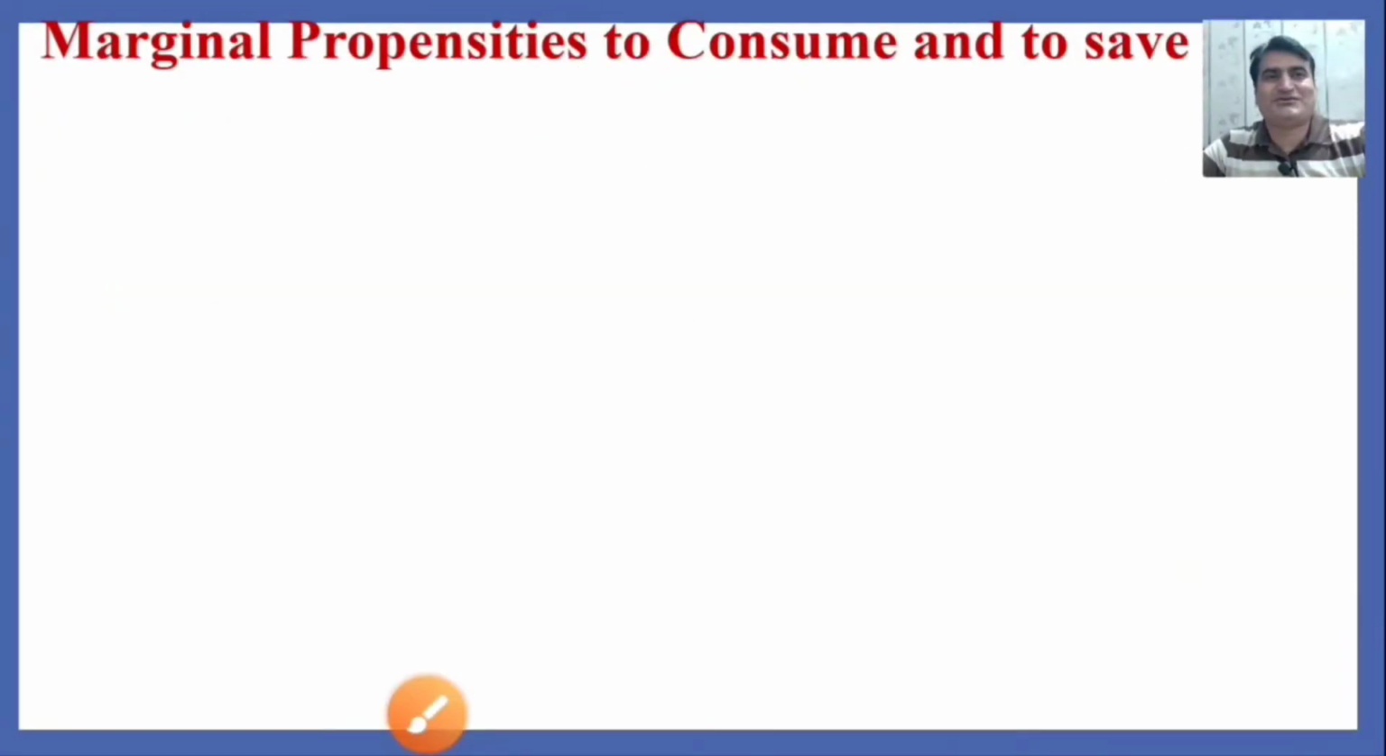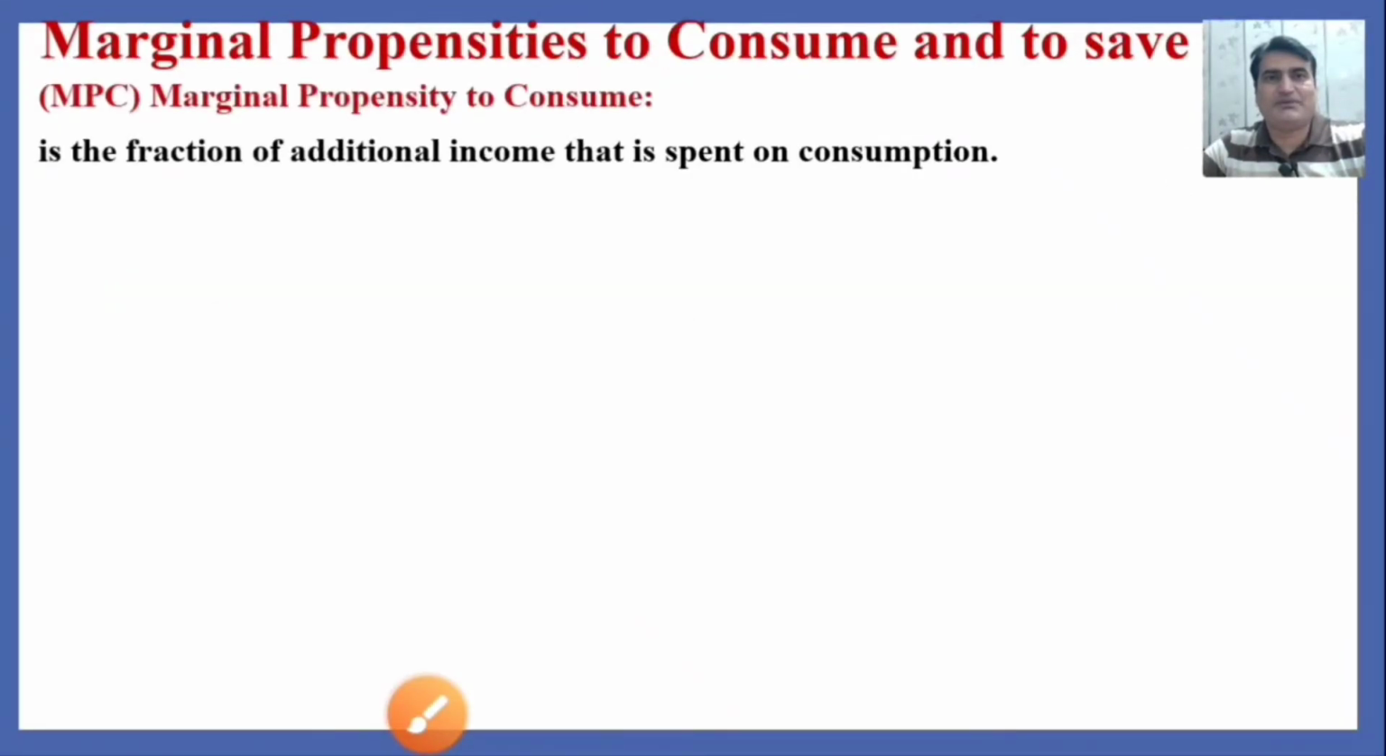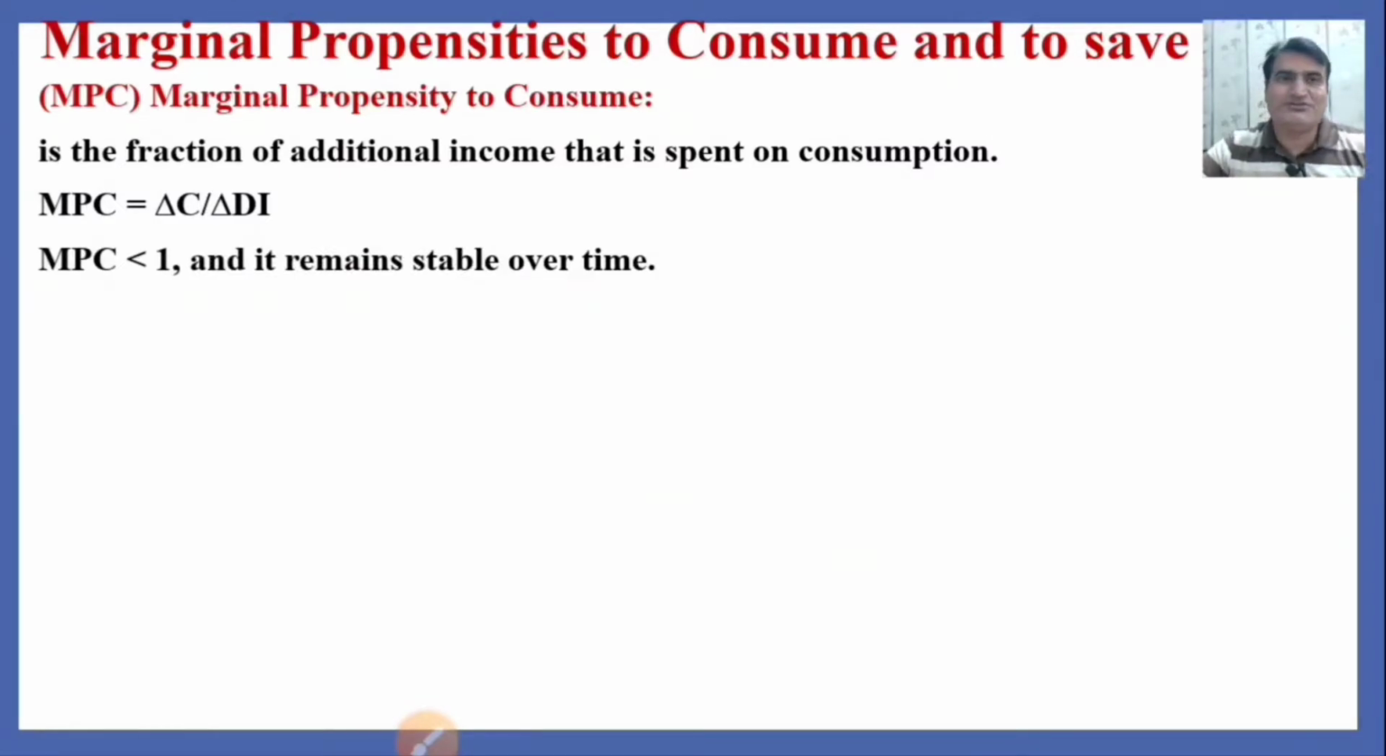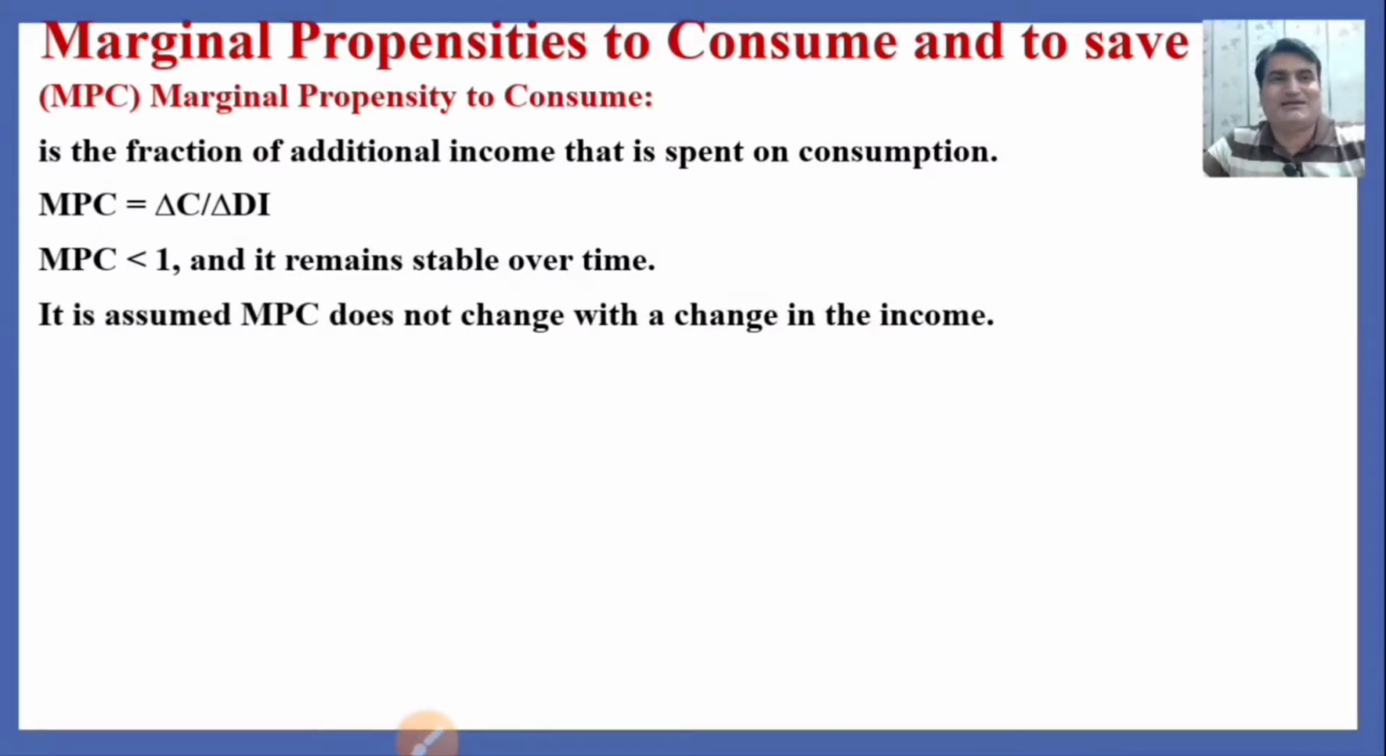Marginal propensity to consume and save, MPS. Marginal propensity to consume is the fraction of additional income that is spent on consumption. It means the change in consumption divided by the change in disposable income. Here delta means change. Marginal propensity to consume is less than 1 and it remains stable over time. It is assumed that marginal propensity to consume does not change with a change in the level of income.